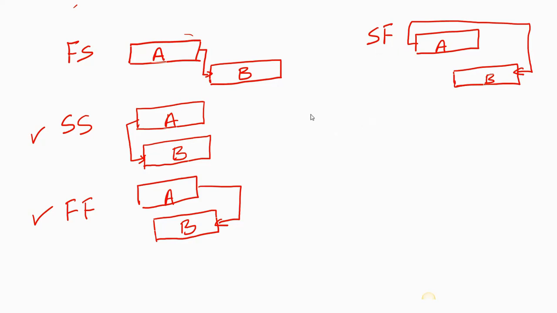So these are the 4 primary types of relationships that we have in Primavera P6, and that's what we're going to be learning exactly how to do using the Primavera P6 software.